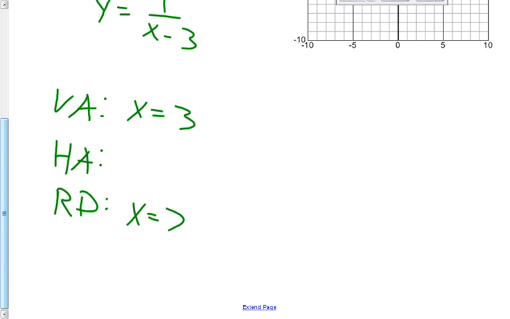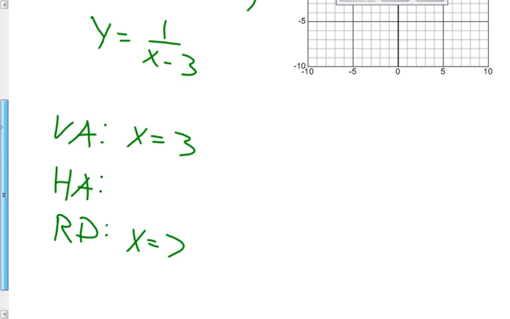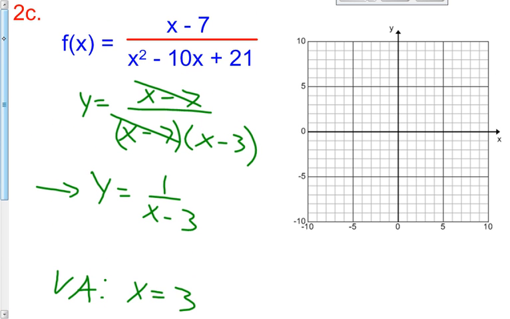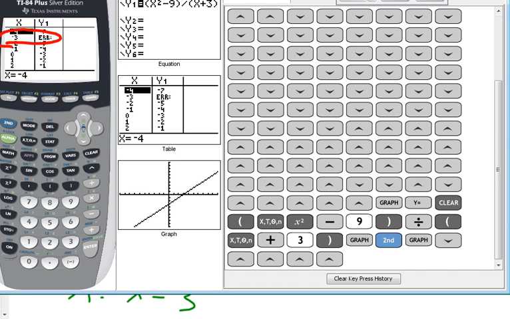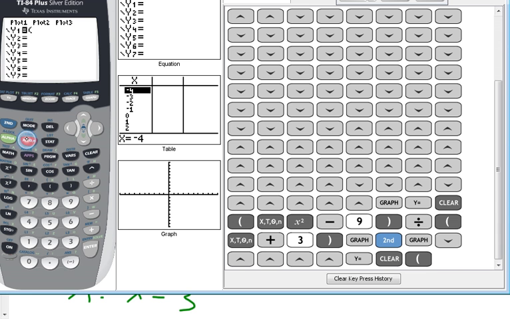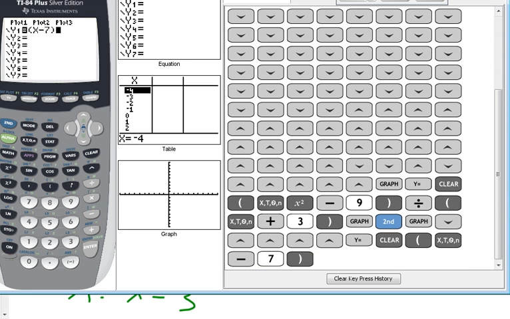We're now going to find out where our hole is by putting this in our graphing calculator. So remember, don't put this one in your graphing calculator. You want to put this one into your graphing calculator. So we're going to go to y equals. We're going to put in x minus 7 in parentheses divided by, we're going to put in that whole trinomial of x squared minus 10x plus 21.